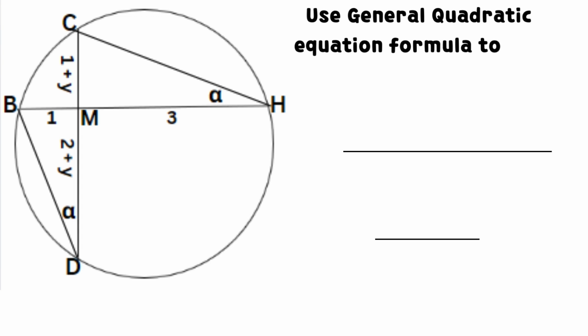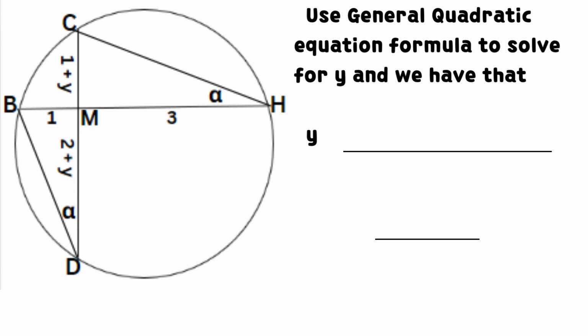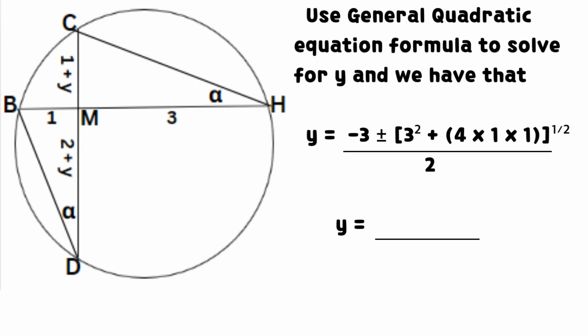Use the general quadratic equation formula to solve for y, and we have that y equals negative 3 plus or minus the square root of 3 square plus 4 times 1, all divided by 2 times 1. Simplify, and we have that y equals negative 3 plus or minus the square root of 13, all divided by 2.